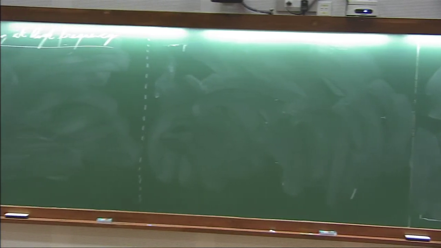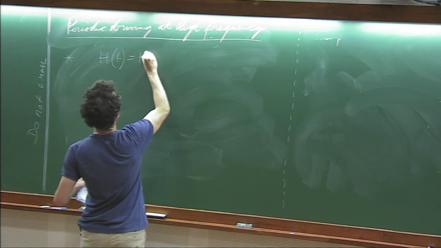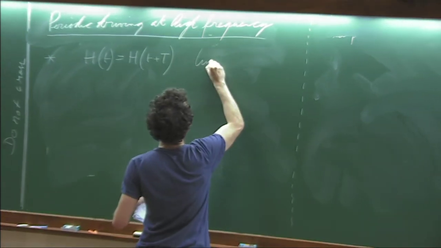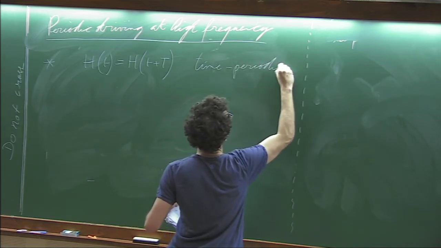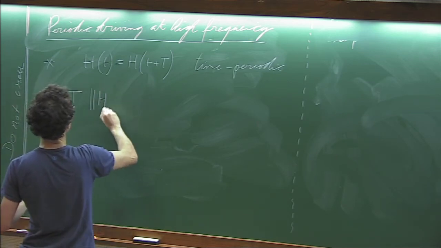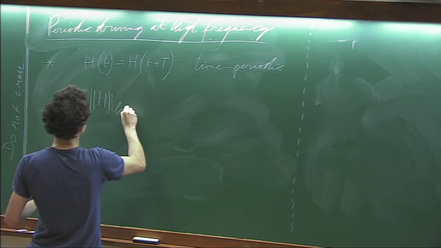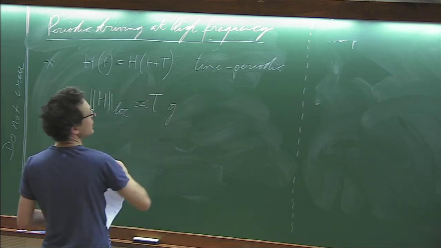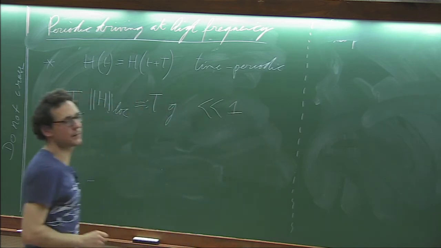So the setup is that we have, of course, a periodic Hamiltonian, time periodic. And I will be in the high frequency regime, which means for me that the period times the local norm of this H, which I will basically call G, just as previously, is much smaller than one. That's the high frequency regime.